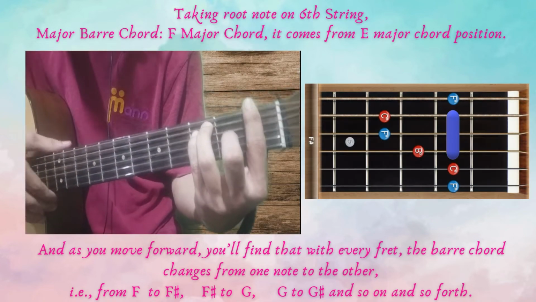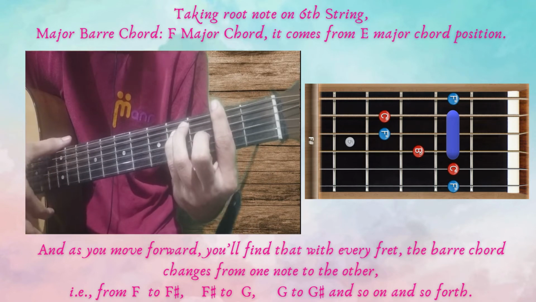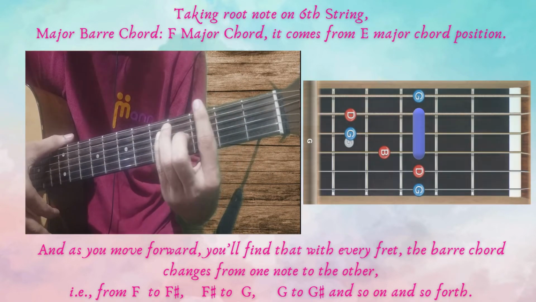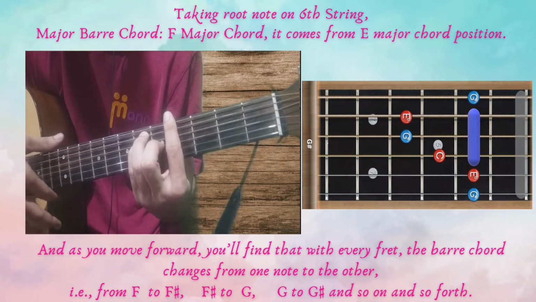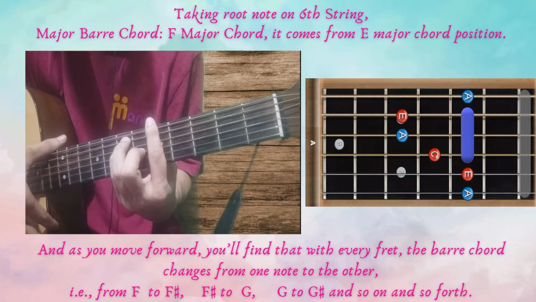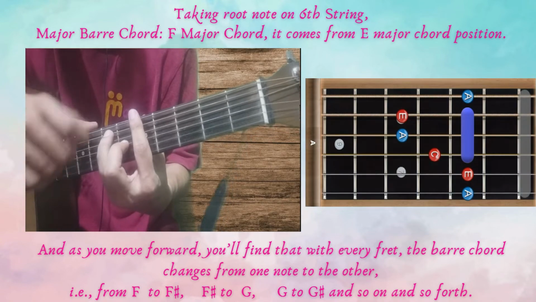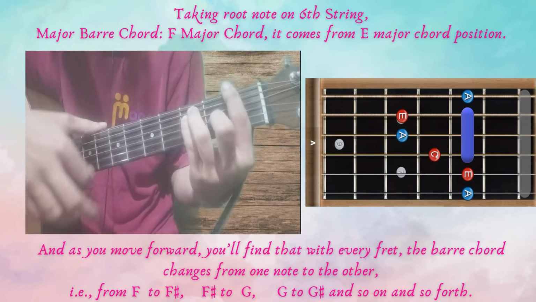And if we move forward from F major, we can go to F sharp major. If we move further ahead, G major, G sharp major, A major. All these chords are taking the root note on the 6th string, the major bar chords.